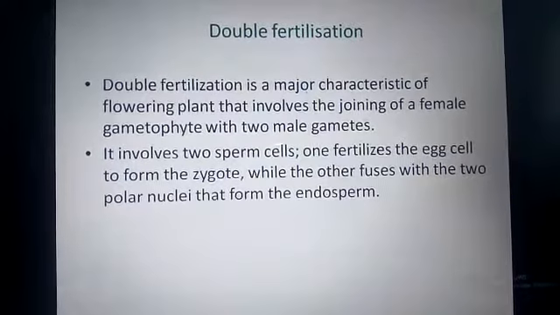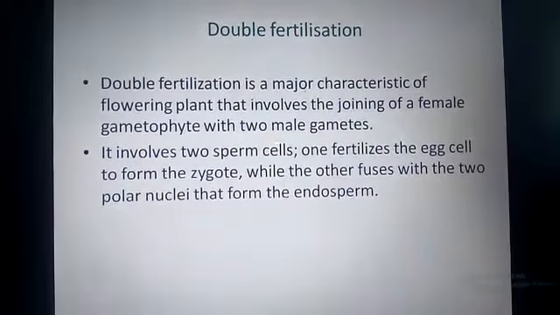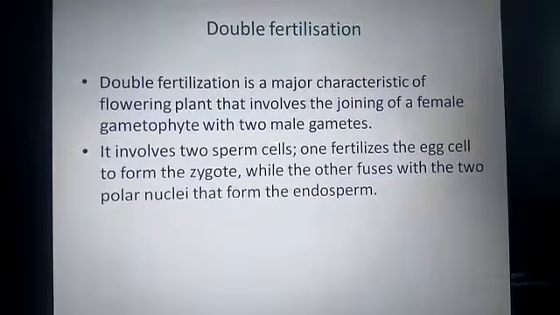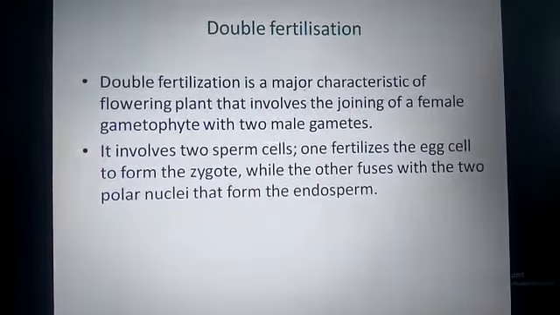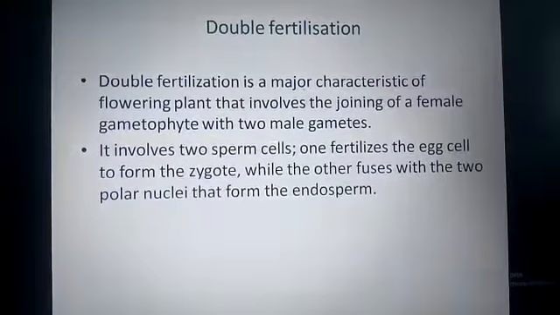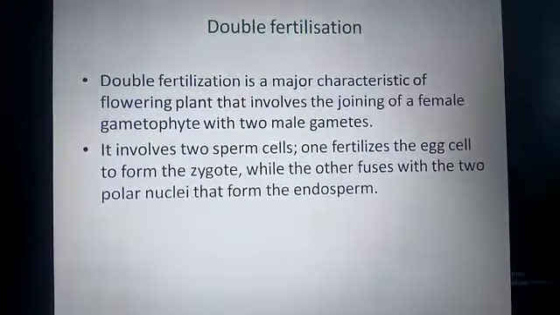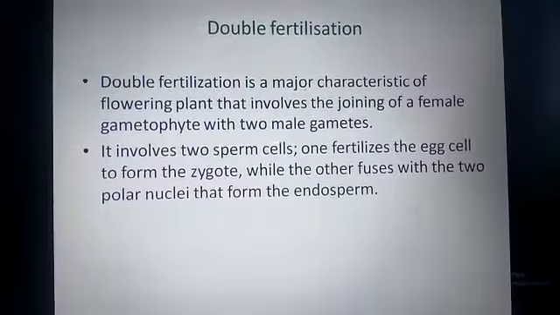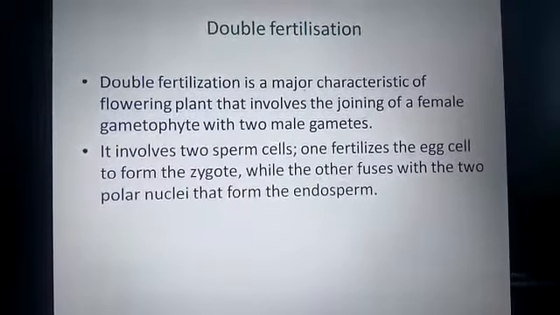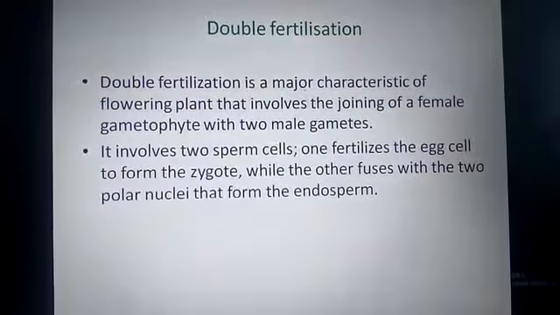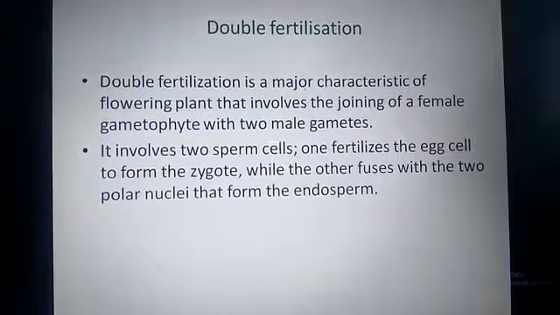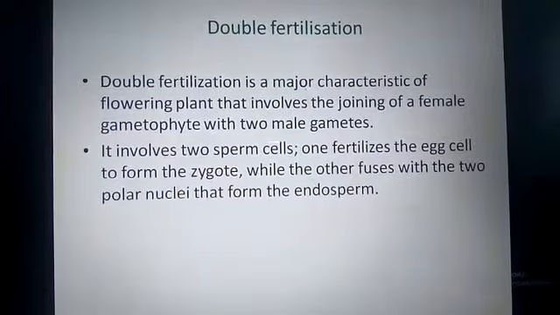Now let us go to the next topic, that is double fertilization. Double fertilization is one of the major characteristics of flowering plants, that is angiosperms, that involves the joining of the female gametophyte with two male gametes. Now one of the male gametes will fertilize the egg cell and form the zygote, which is diploid, and the other male gamete will fuse with the polar nuclei and form endosperm.